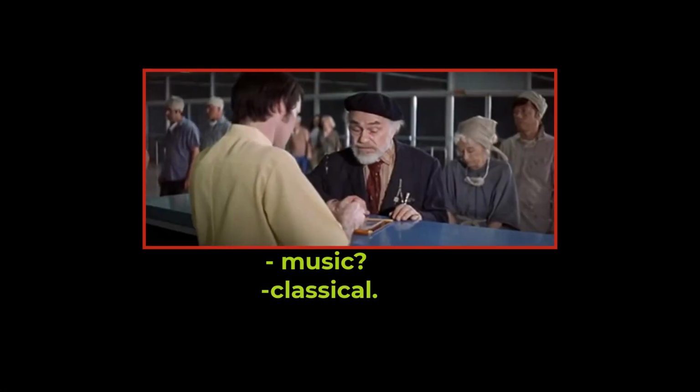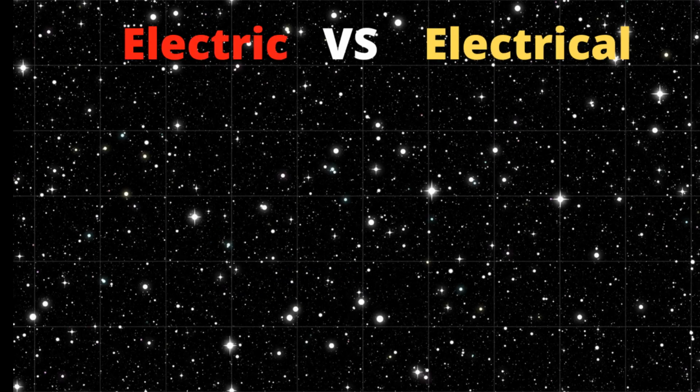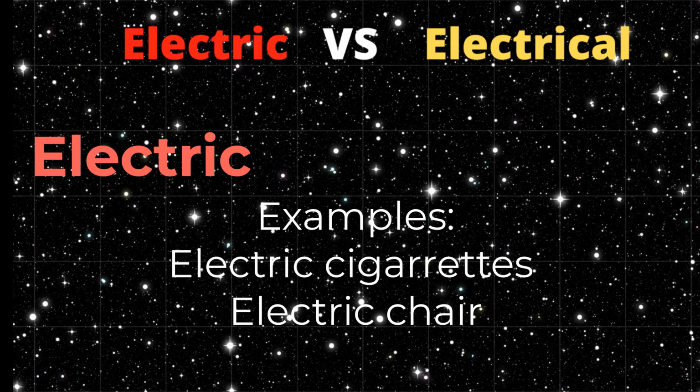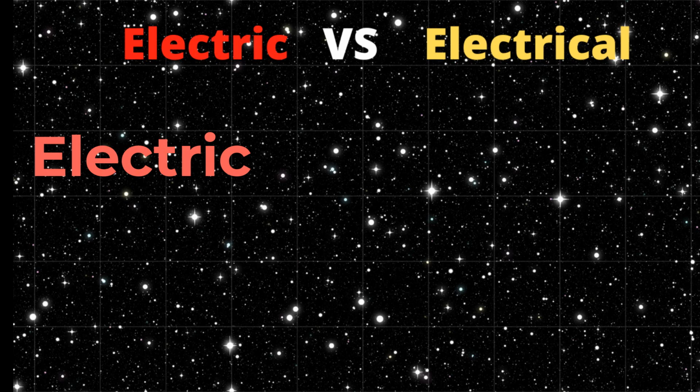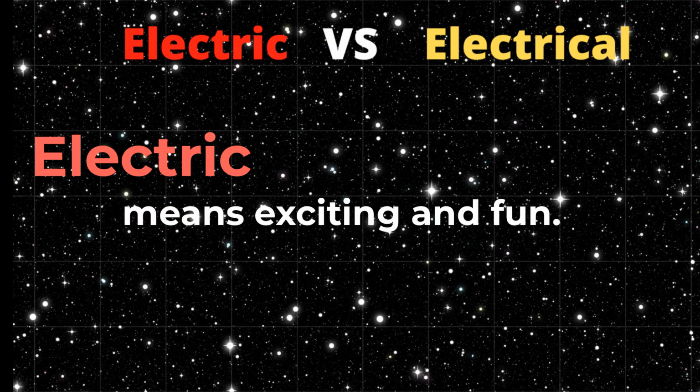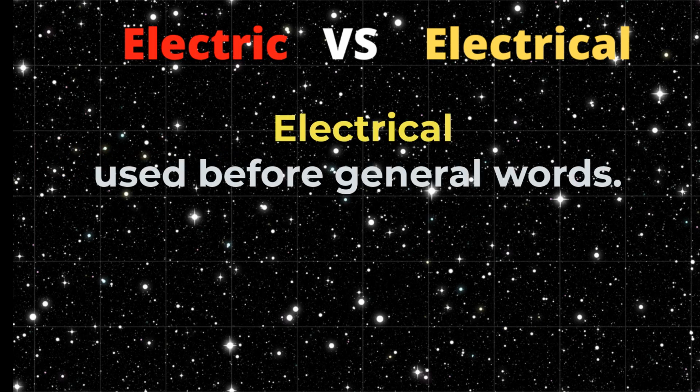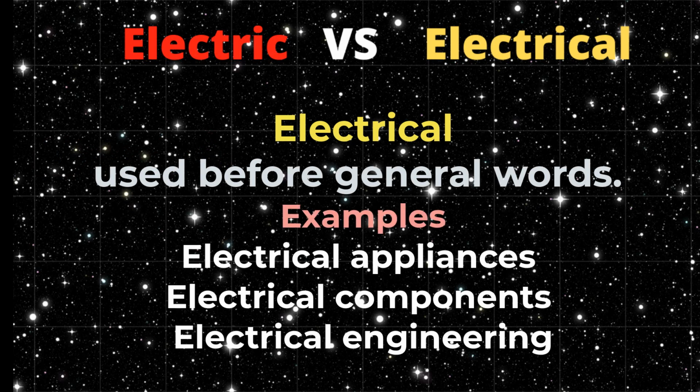Music? Classical. The fourth pair of adjectives is electric and electrical. Electric is used before names of particular machines that work by electricity. For example, electric cigarettes, electric chair, etc. But be careful, also electric means exciting and fun. For example, she is leading an electric life. It means a fun and interesting life. But electrical is used before general words like electrical appliances, electrical components, electrical engineering, etc.